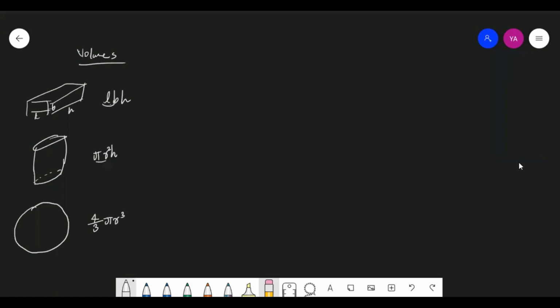And the next figure, a cone. For a cone, it is 1 by 3 pi r square h. 1 by 3 pi r square h is the formula to find the volume of a cone. R and H are given. No need of L in the case of volume.